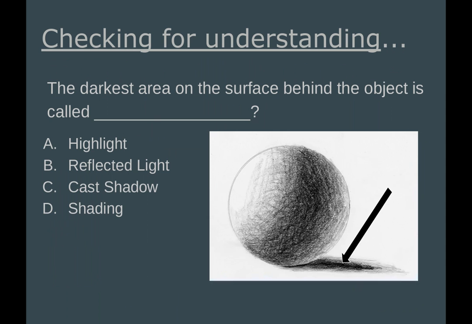Okay. Let's check for understanding. The darkest area on the surface behind the object is called... if you said cast shadow, you got it right.